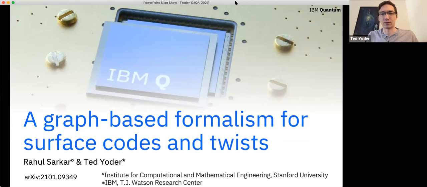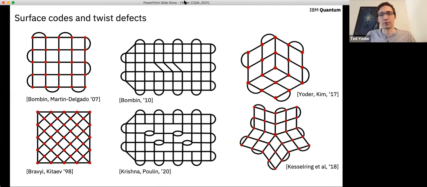Right, so I guess I titled it Exotic Surface Codes for this seminar, but I've given this talk a couple times before, and the title of the arXiv paper is A Graph-Based Formalism for Surface Codes and Twists. Essentially, we're looking at a bunch of different surface codes in the literature, and we're going to try to unify them into one model. And then hopefully from our unification, we get new surface codes. In fact, we found some new examples.